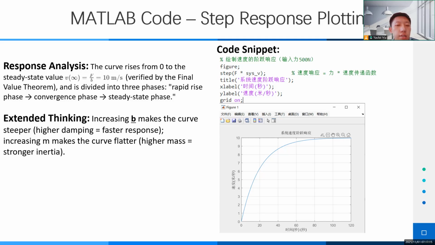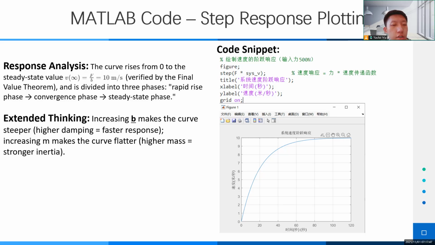Now let's analyze the plot. The curve starts at 0. The mass is at rest and rises up to a steady speed. This steady speed is 10 meters per second. We can check this with the final value from our theory, which confirms this number.